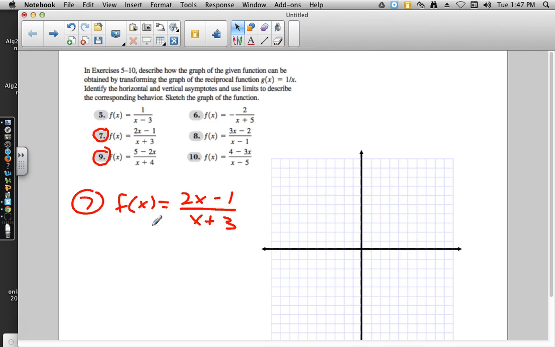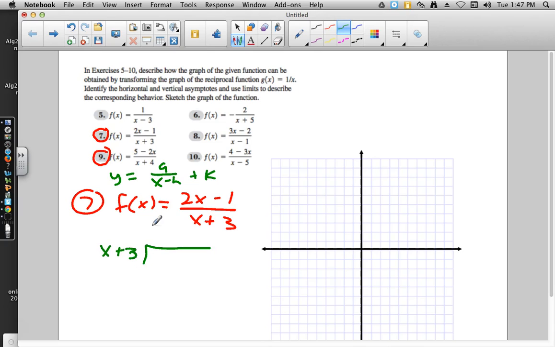And we talked a lot in class about how this would be so much easier to do if we could see our a, h, and k pattern, basically our a over x minus h plus k. To get there, what we have to do is divide. So we actually take the x plus 3 and divide that into 2x minus 1 to see what we get. So our x plus 3, we need to make sure that we match that first term. So we're going to need to multiply that by 2. And that will give us 2x plus 6.